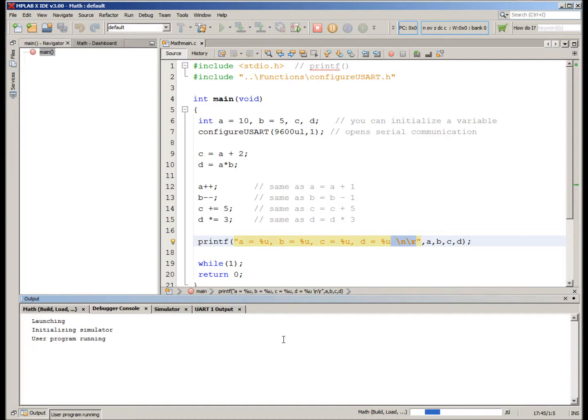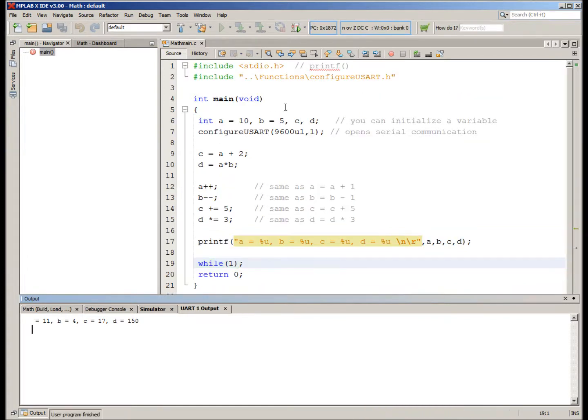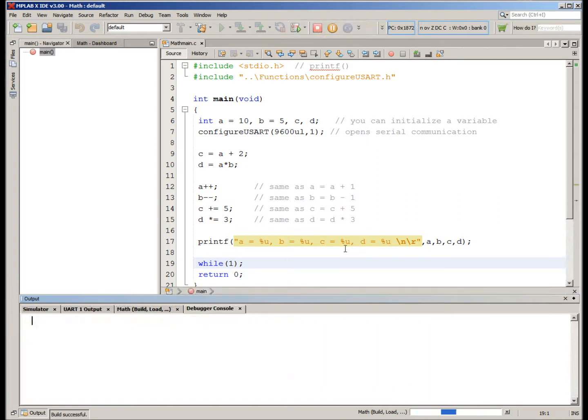So it's built, and here's our output. And you can see our values. For some reason, the A hasn't shown up here. Let's stop this and try it again. There's the A. Okay, so what we said about the values.